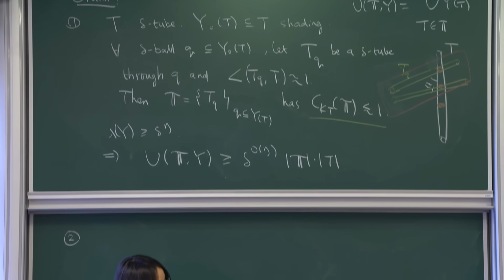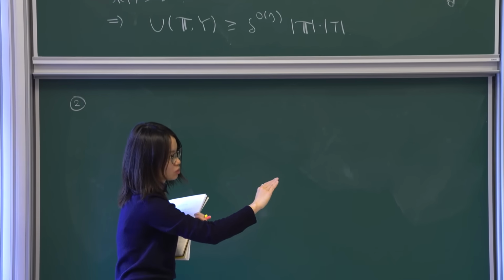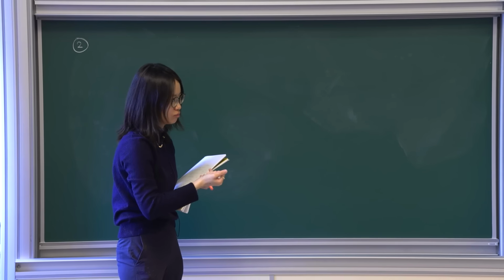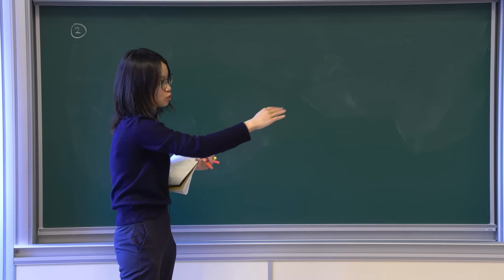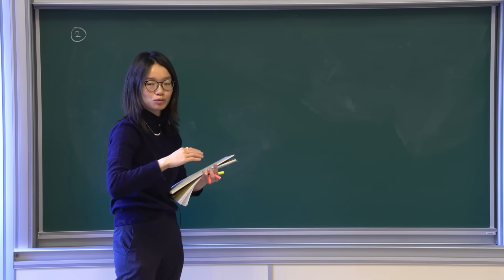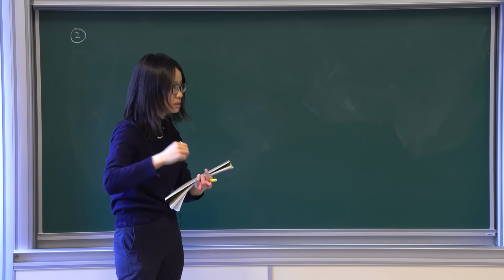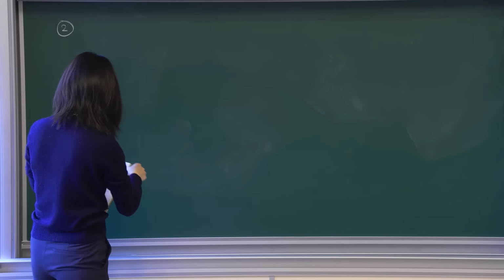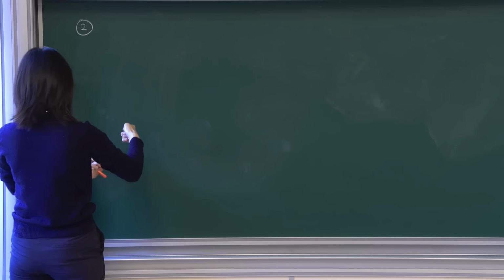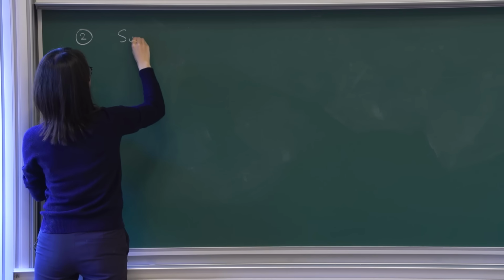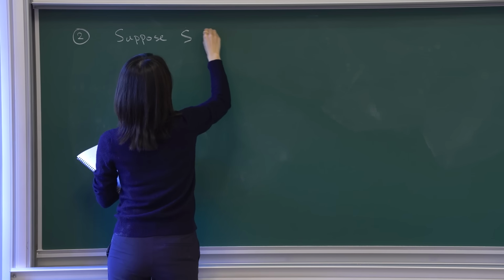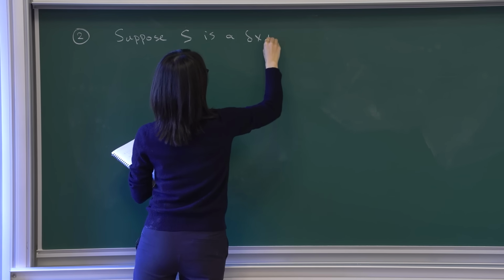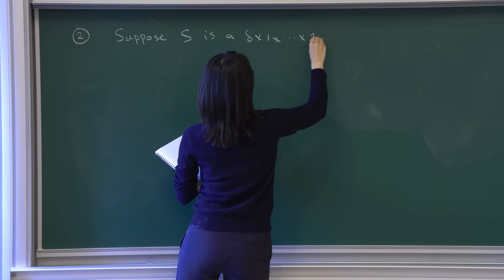And then the second part is, since we said that this proof in dimension 2 works well for the delta rectangles in dimension 2, one analog of this proof is delta times 1 times 1 times 1 slabs in higher dimensions. So that's the second part. Suppose S is a delta times 1 times 1 slab.